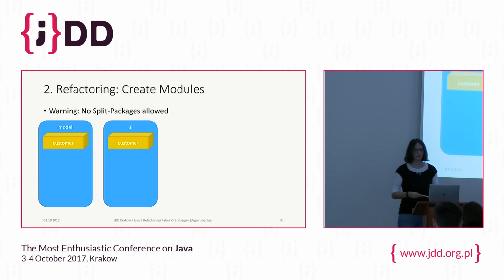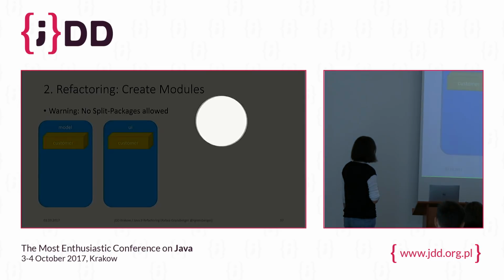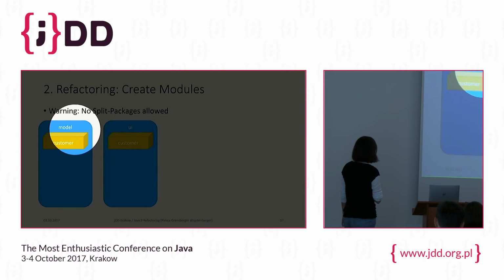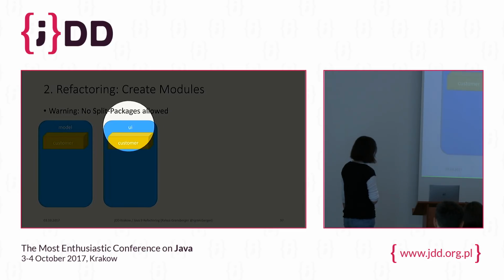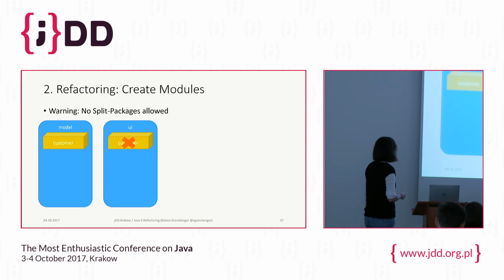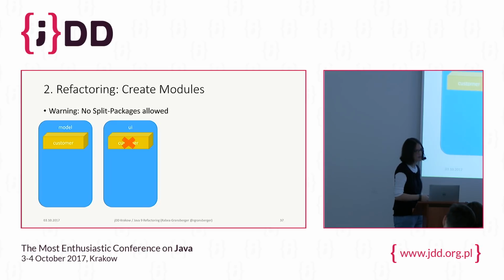What we have to think about when we create the modules is that there are no split packages allowed. So what is a split package? A split package is the same package. So we have the customer package here, which is contained in the UI module and in the model module, right? So this is not allowed. You can't do that. So you have to name them differently if you actually do the refactoring. We already did this, so it's called customer model and customer UI in our application already, so we are fine. But you shouldn't do that. The reason for it is packages are also represented in the class loader, and so two of the same name are not allowed in different modules.